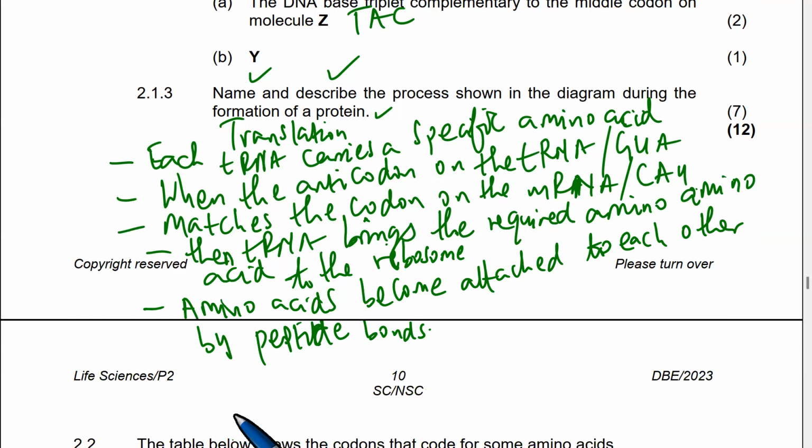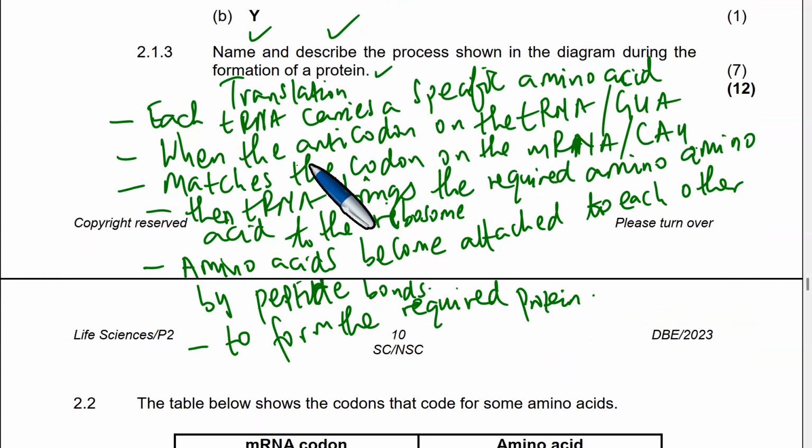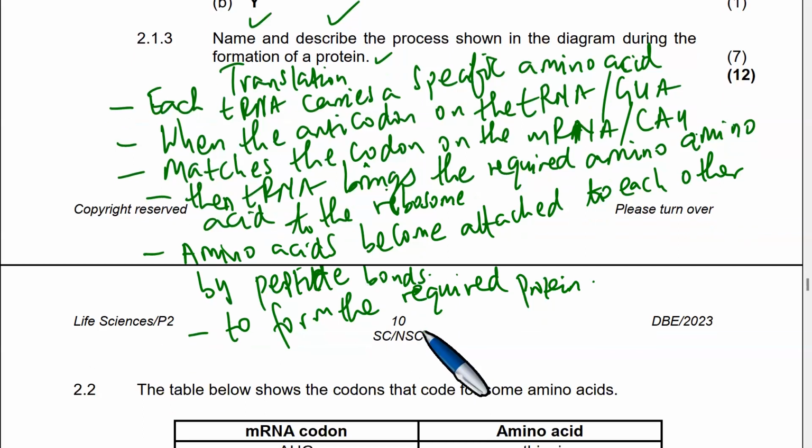Okay, but also during translation, one last thing. During translation, when this happens to form the required protein, so it's sort of the process involved. During translation, each transfer RNA carries a specific amino acid. When the anticodon on the transfer RNA, or GUA, matches the codon on the messenger RNA, then the transfer RNA brings the required amino acid to the ribosome. Amino acids become attached to each other by peptide bonds to form the required protein.